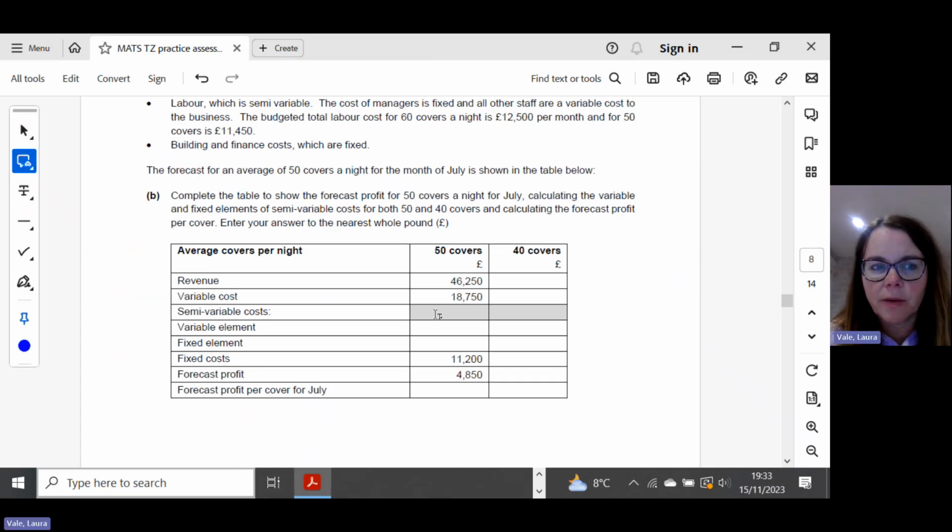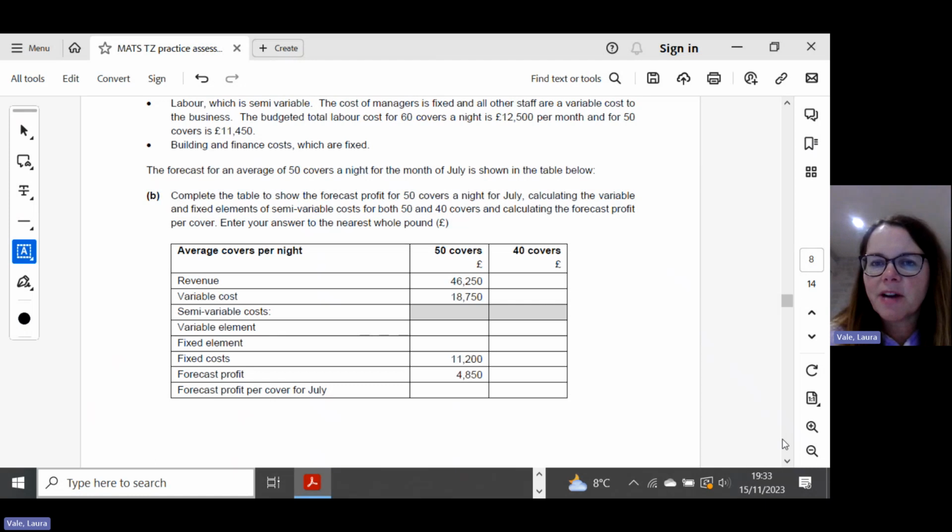Okay, so where did I have this? Oh, here we are. Right, so 50 covers. So we've got revenue, variable cost. We've got to figure out the components of the semi-variable cost, right? So let's deal with that first.